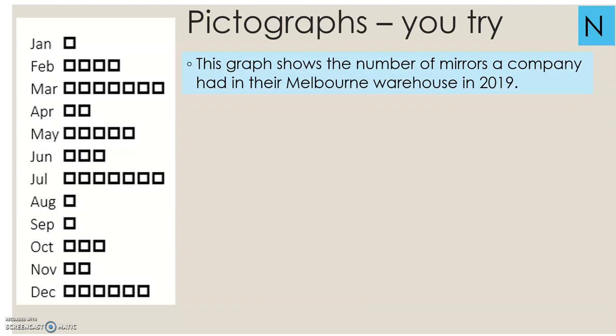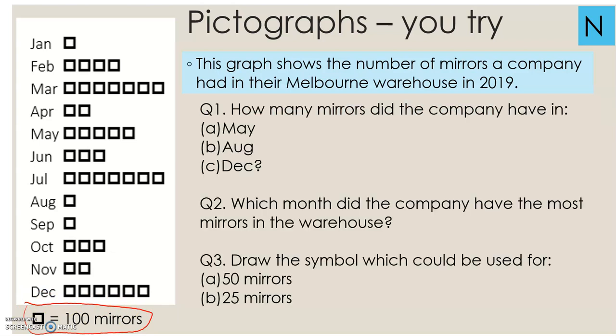So this is one for you to try. This graph shows the number of mirrors a company had in their Melbourne warehouse in 2019, and we've been told that each square equals to 100 mirrors. So what you need to do is answer these questions.